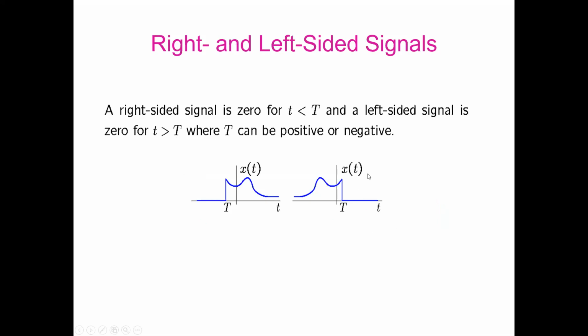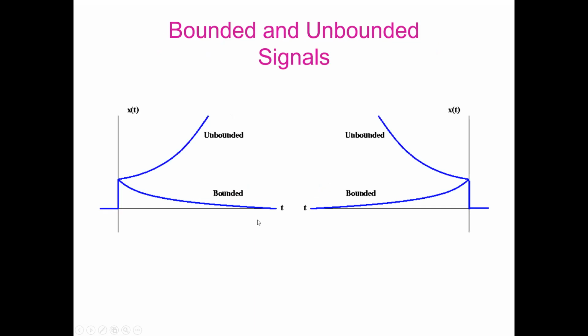A right-sided signal is 0 for t less than some small t. That is the 0 signal. But a left-sided signal is 0 for t greater than some small t. Here it would be 0, right? And bounded and unbounded signals: this is the bounded signal, this is the unbounded signal.